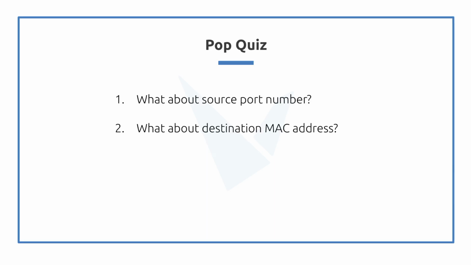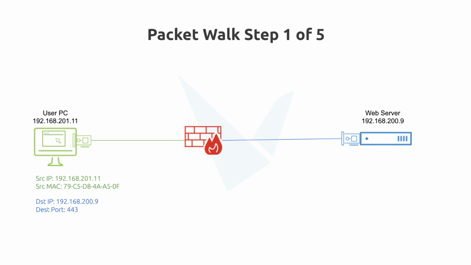So, question for you. Why did we not write down the source port number in our previous example? Also, why did we not care about the destination MAC address? If you need a quick refresher of the previous slide, here it is. The answer to the first question is that usually source ports are ephemeral and dynamically assigned. So they change frequently and it's mostly irrelevant for a firewall rule. It's not practical to have a firewall rule with a source port except for very special use cases.